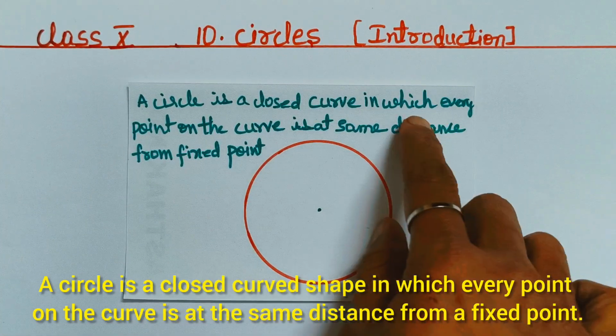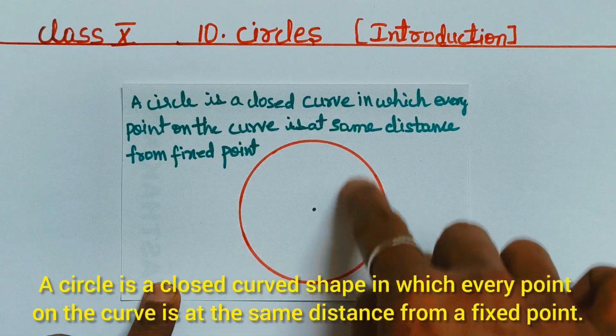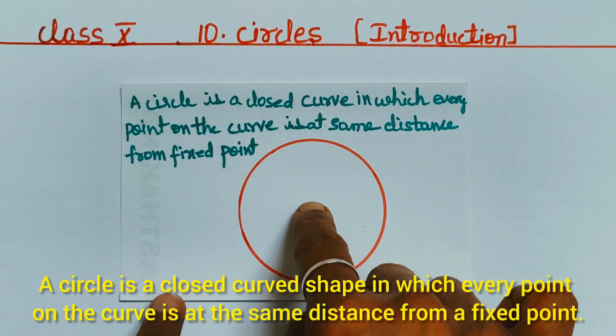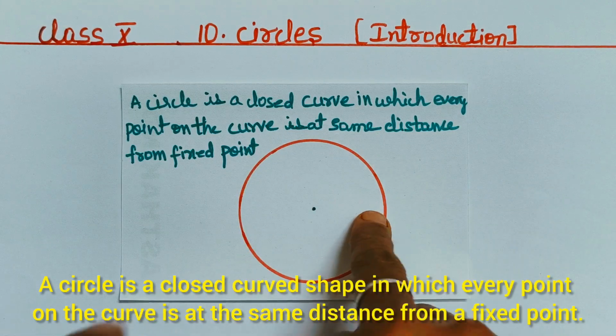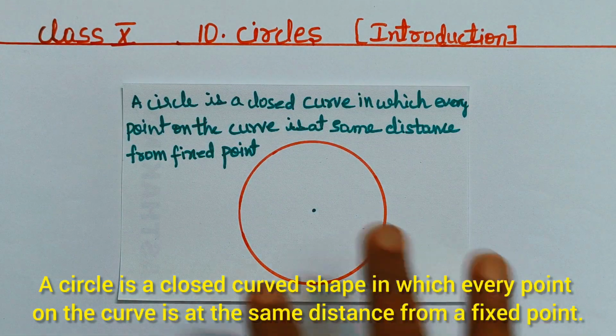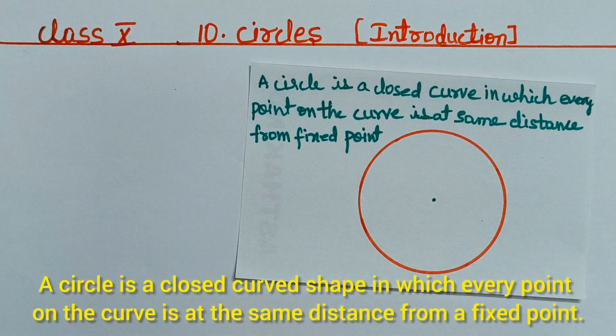And in this one, every point on the curve is the same distance from the fixed point. The fixed point to every point on the curve is the same distance. This is the information about the circle. Okay, this is all the basic introduction. You already know all this.